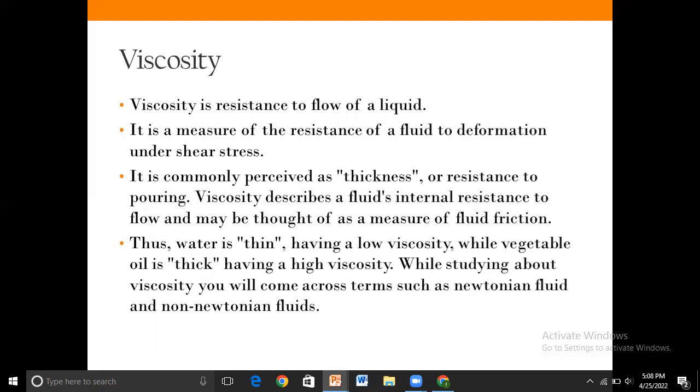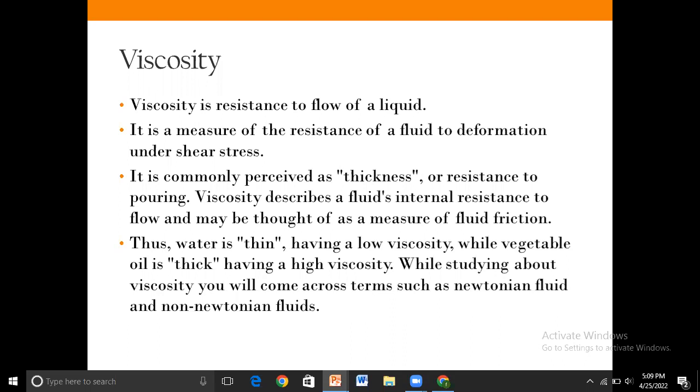When you compare honey and water, you can see that honey is very thick, right? It resists the flow of fluid under shear stress. When you pour some honey onto a plate and tilt it, the honey flows very slowly compared to water. The water moves very fast. So that is called thickness or resistance to pouring. It has some internal resistance.